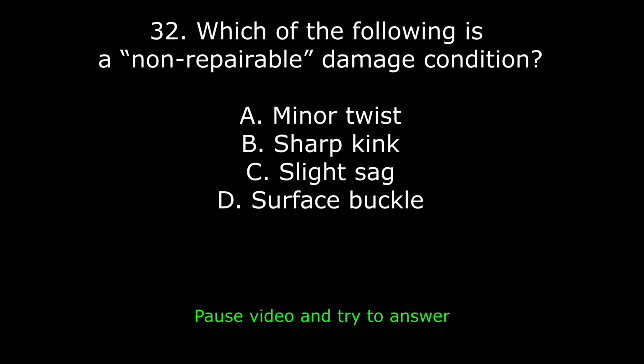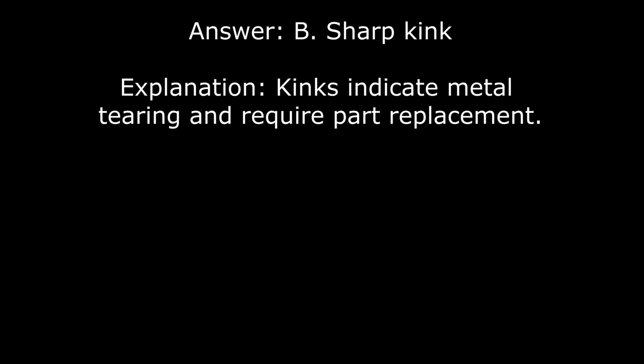32. Which of the following is a non-repairable damage condition? A. Minor twist. B. Sharp kink. C. Slight sag. D. Surface buckle. Answer: B. Sharp kink. Explanation: kinks indicate metal tearing and require part replacement.